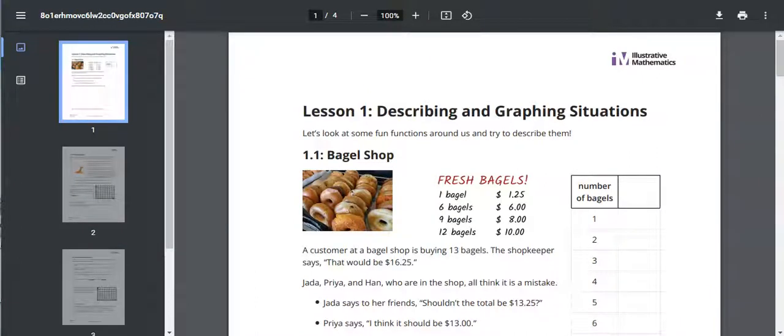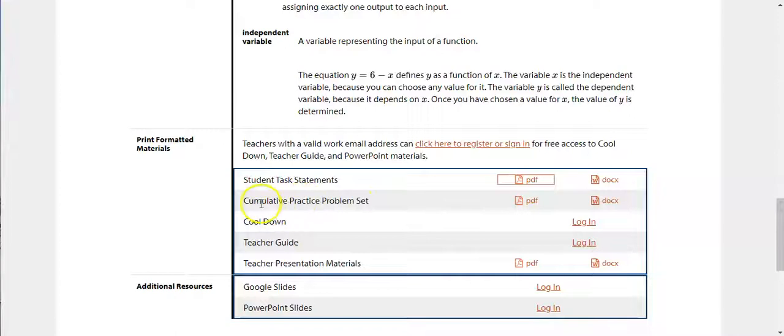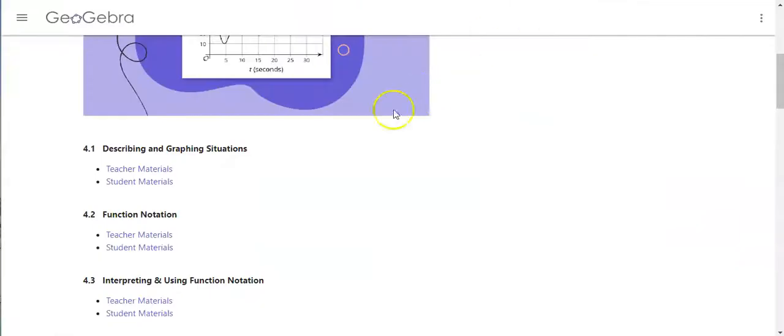So then if we go back, we have a cumulative practice problem set, which also looks a lot like what you just saw. There's a teacher's guide, but to get to those you have to log in. And I didn't log in on this one. We have this available at school, so I didn't want to do anything to mess up my login with school. So then you can see there's the student material that you can log into. It looks like the one that I just showed you.